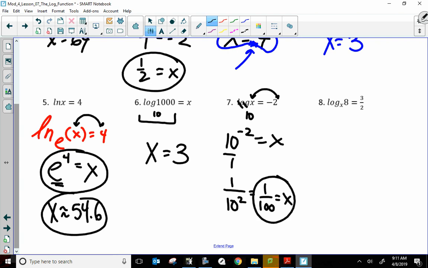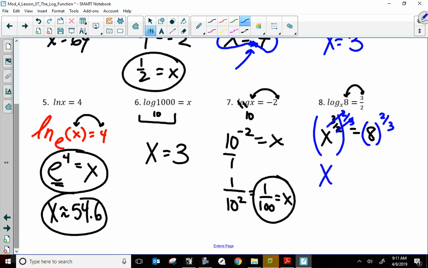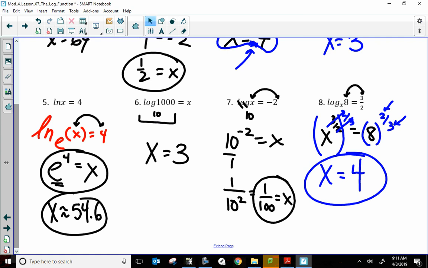All right, this one here. I'm going to switch my 8 and my 3 halves. So we got x to the 3 halves equals 8. We just did work like this a lesson or two ago. How do I get rid of a rational exponent? I raise it to the reciprocal, 2/3. That means I put this to the 2/3. So x equals, the cube root of 8 is 2, and if I square 2, I get 4. And there you go.